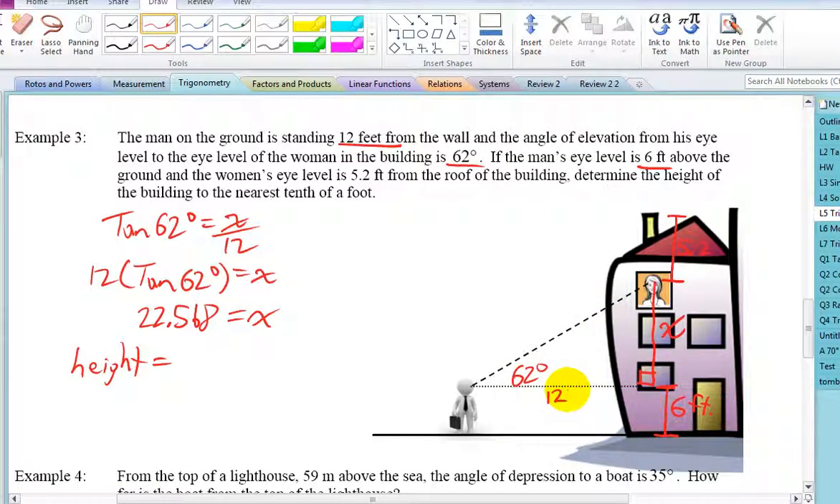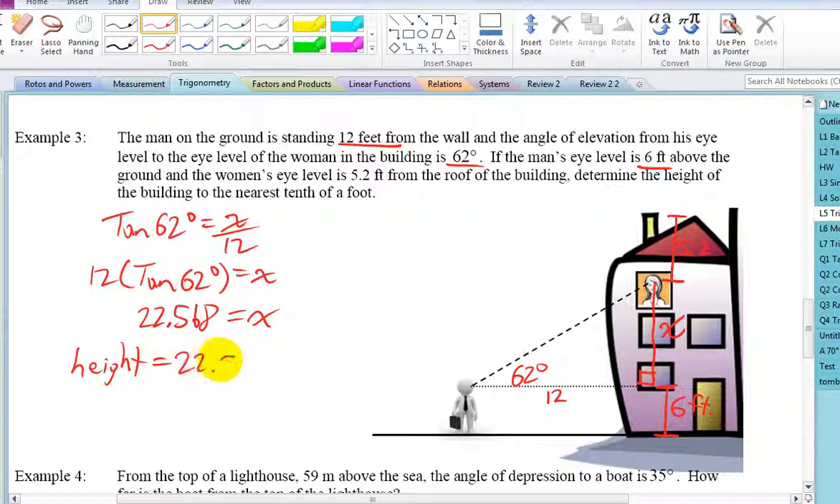Can you multiply it by 12? Perfect. And then it equals 22.6. Oh, don't round yet. No, because we're not done. Okay, so don't round until the end. And then you add 5.2 and 6.